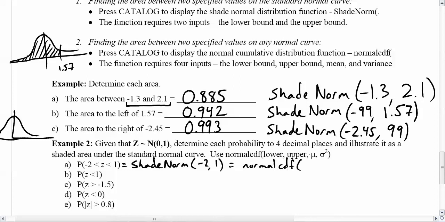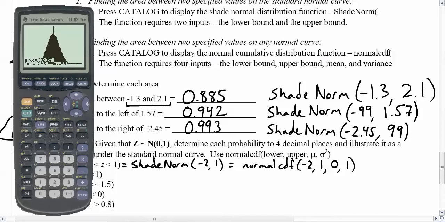So with the normal CDF, you need a couple more arguments. You need -2, 1. You also need to give it the average, the mean, which is 0, and the sigma squared, which is 1. And the nice thing about this one, it'll graph any normal curve, not just the standard normal, but even if the normal has a different mean and a different sigma squared. So again, all these things can be found in the catalog. Second 0.